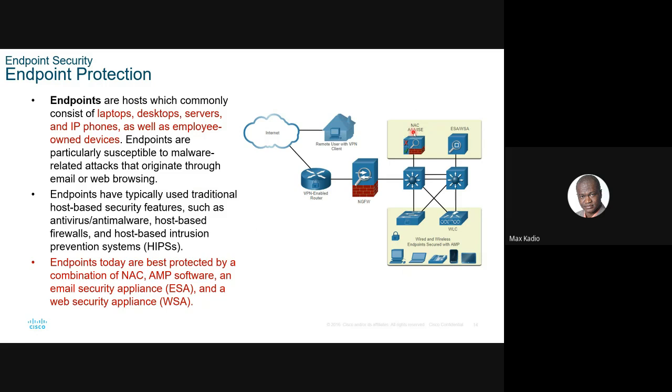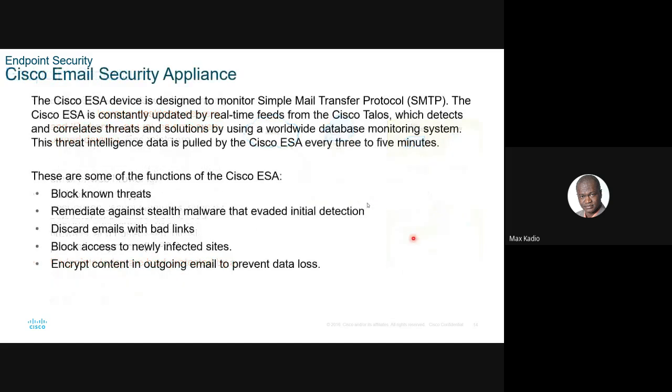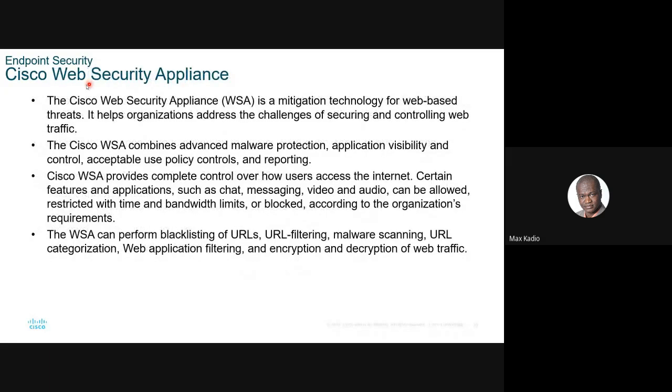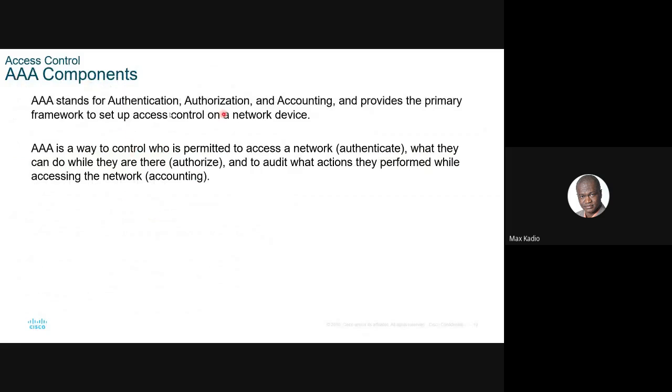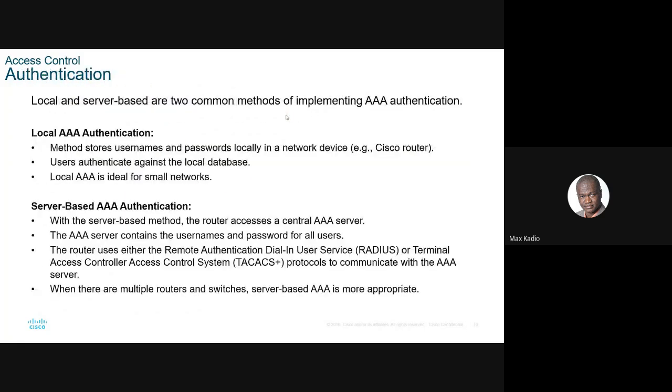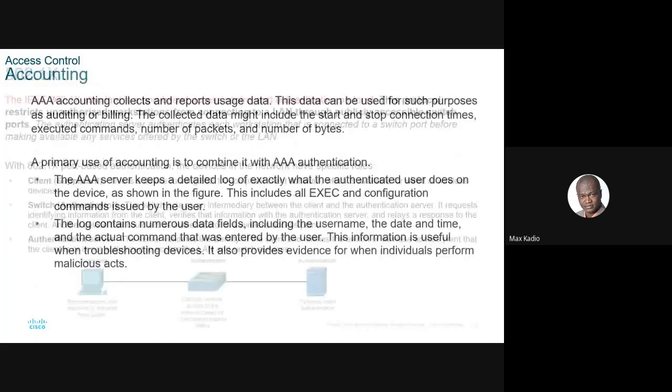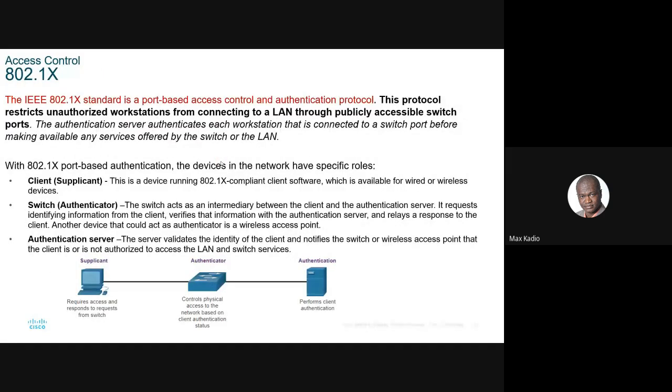AAA: authentication, authorization, accounting, and an identity services engine to identify who is who in the company. We'll check a bit of the Cisco Email Security Appliance to secure the emails, to secure the web, and access control. Yeah, we'll check all this on Wednesday. Triple A, I think we did that in CCNA 1. Yeah, so we still have a lot to learn.